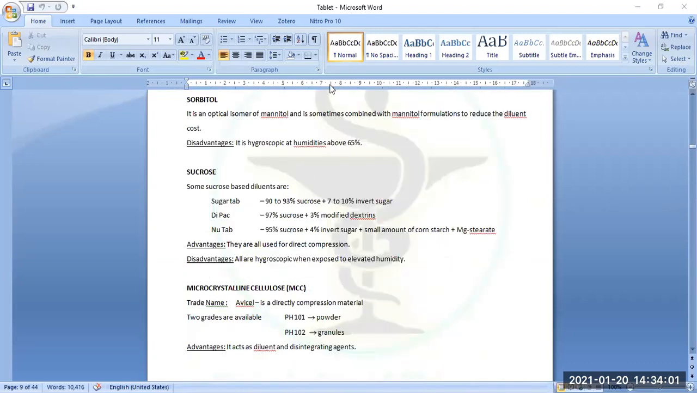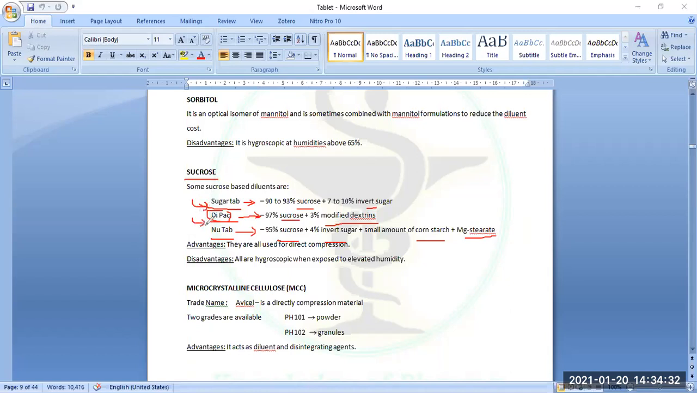Sucrose and microcrystalline cellulose are two others. Three novel forms of sucrose are available in the market: Sugartab, Dipac, and Nutab. Sugartab is a combination of sucrose and invert sugar. Dipac is sucrose and modified dextrin. Nutab is sucrose, invert sugar, and a small amount of cornstarch and magnesium stearate.